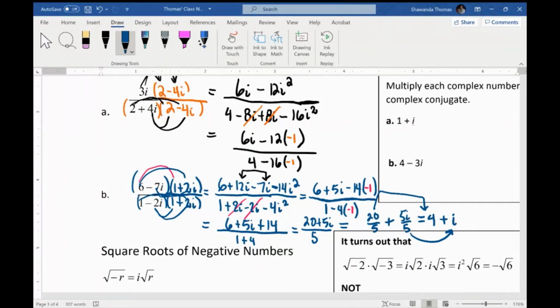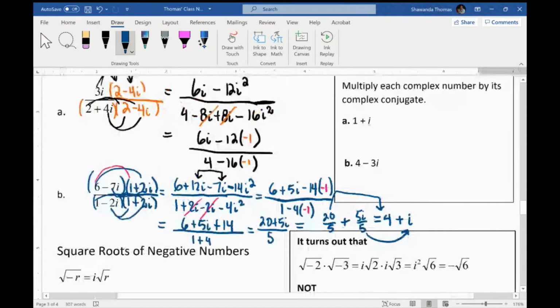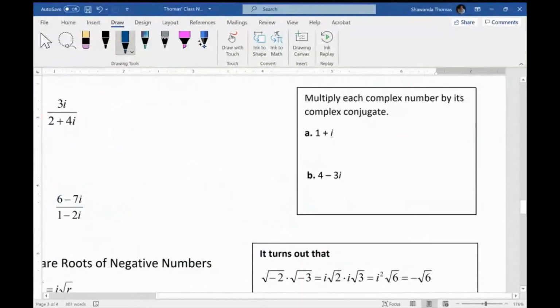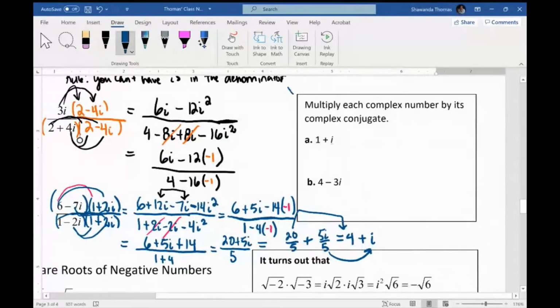Any questions about B? Nobody? Okay. All right, let's practice a little bit more before we move on to the next part of this lesson. Multiply each complex number by its complex conjugate. Let's just practice. Make sure you got it.